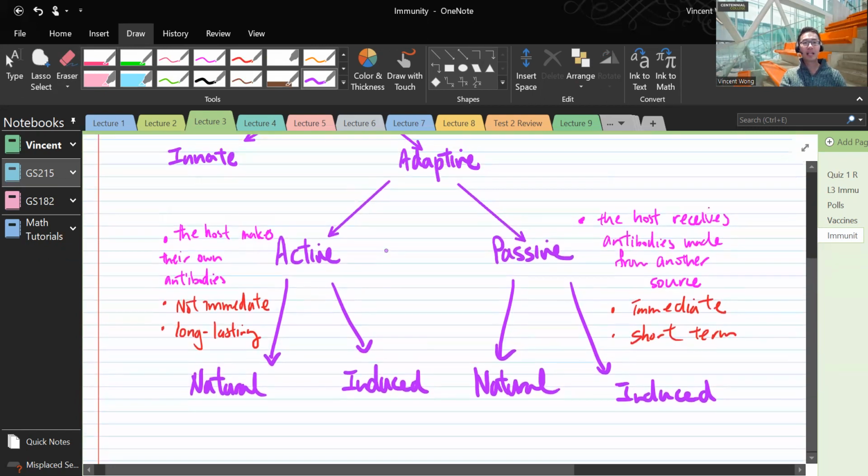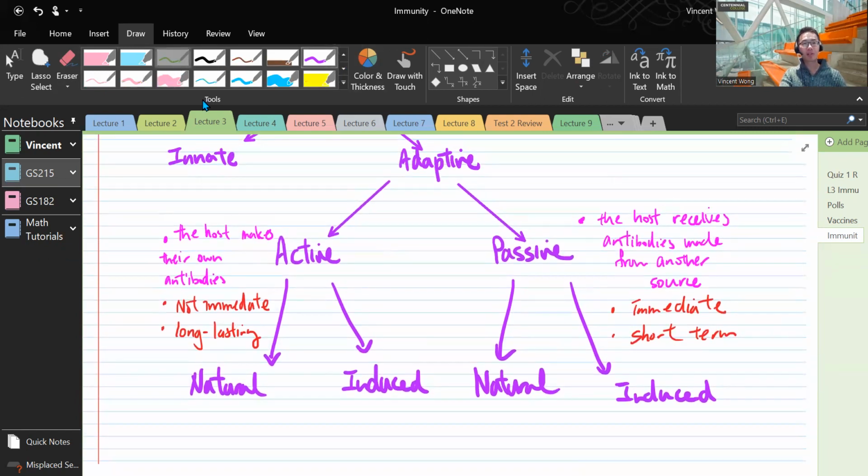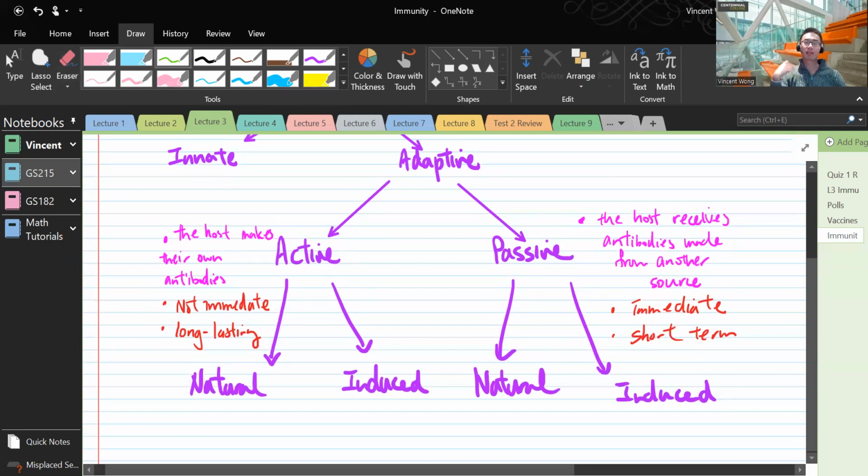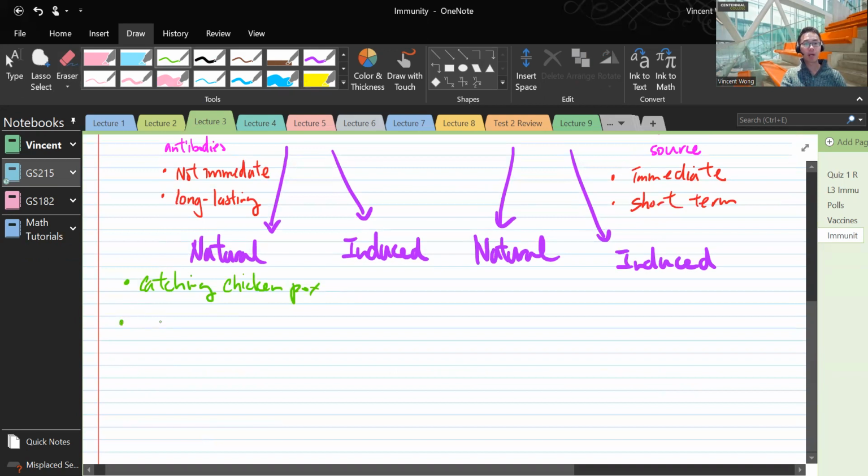Okay, so let's go through the most common ones, the most common one that people have experience of. And that's natural active. Natural active would be catching something. Let's say you catch chicken pox. I don't know why I like to use chicken pox as an example. Catching chicken pox, recovering from chicken pox, and now we have monkeypox to worry about, right? But you recover from chicken pox, and then you are protected for life.